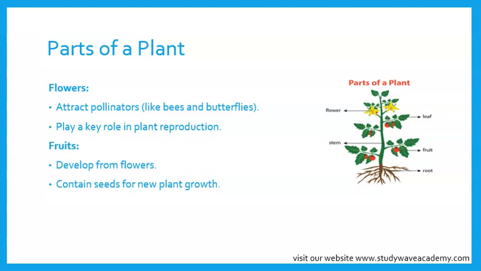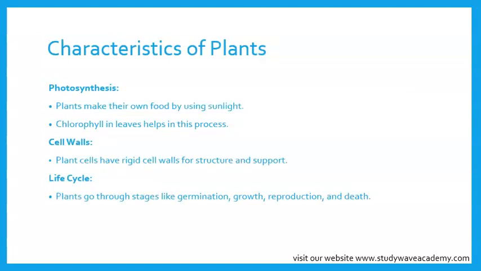So next we're going to be looking at the characteristics of plants. Characteristics of plants. Plants have special things that make them unique, okay? Photosynthesis. Plants make their own food by using sunlight. And chlorophyll in leaves helps in this process, okay? So plants make their own food from sunlight. That is one of the special things that make them unique.